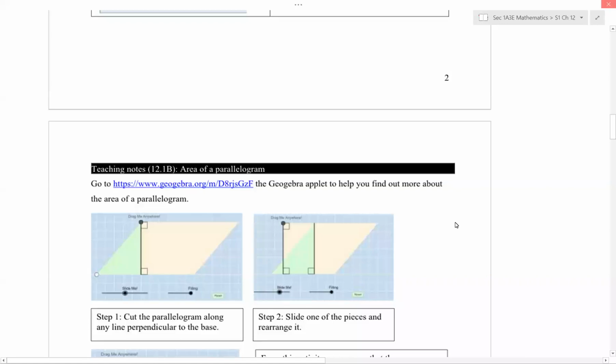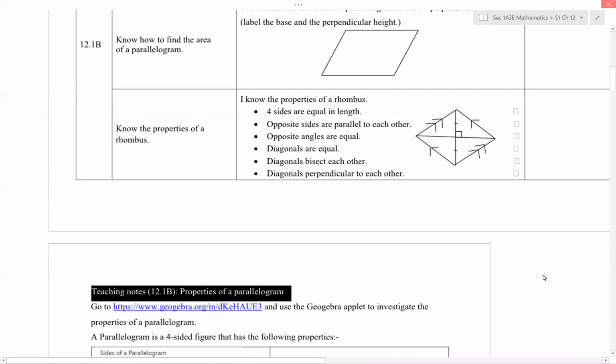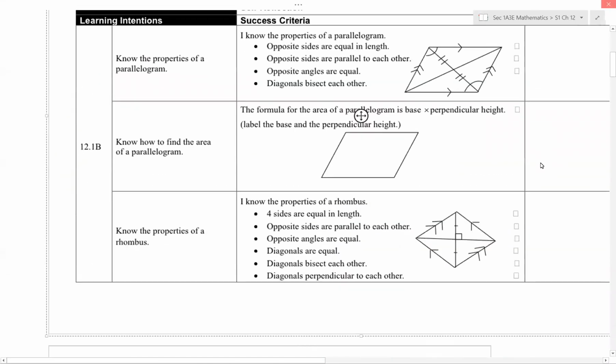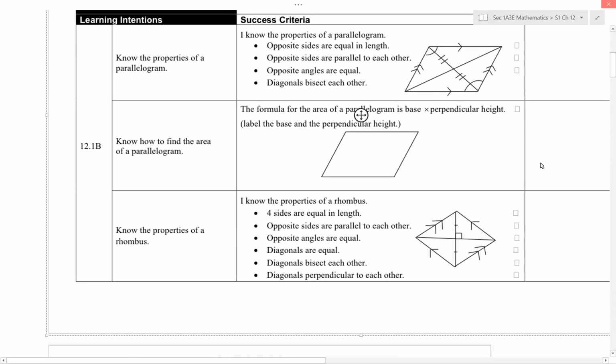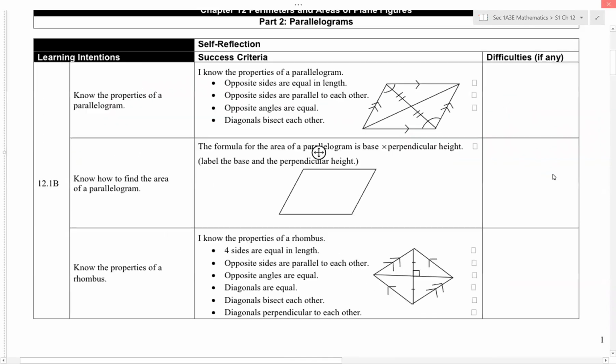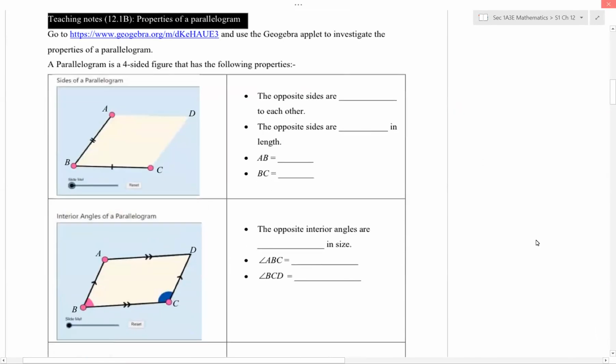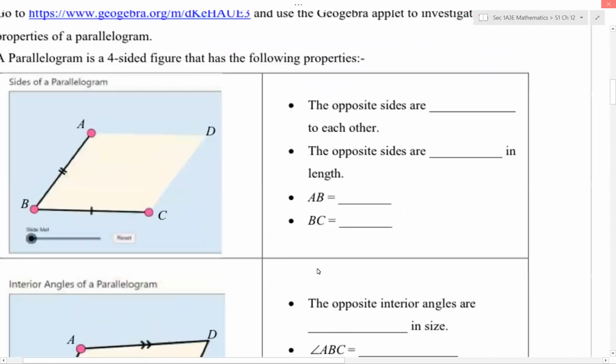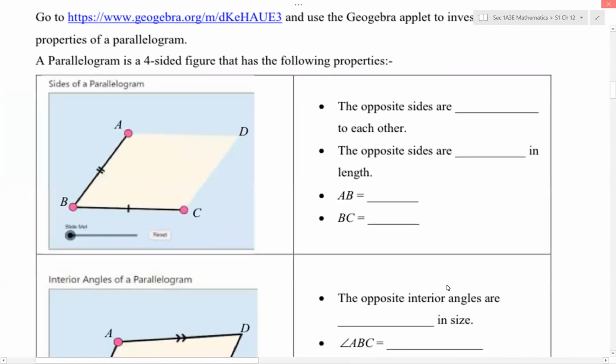Okay, back to Zoom. Now parallelograms. Let's start with some quick definitions. The opposite sides are, what do you think? Equal. Opposite sides of a parallelogram, they are equal to each other. So by opposite, we mean top, bottom, as well as left, right.